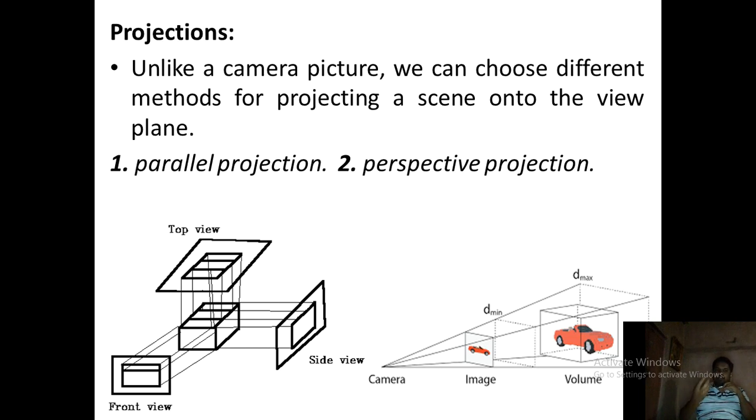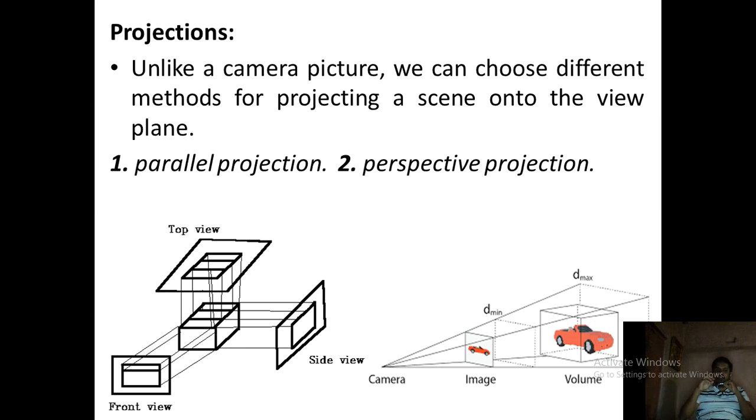Whatever picture you are taking, you want to take a printout of that picture on a film, and that is called a projection plane. Then we have to project, which is nothing but capturing, that object. Whatever object we are capturing, the image of that object has to be projected on a projection plane. For projecting, there are two methods: one is parallel projection, one is perspective projection.